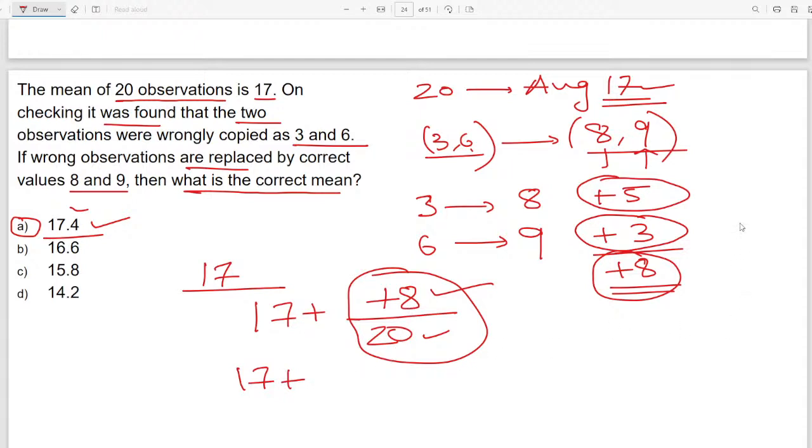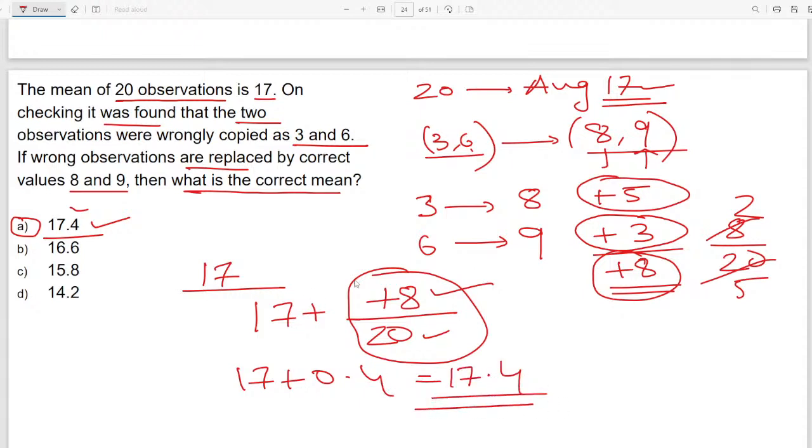I mean, 8 by 20, you can do it here. 4 2s are 8, 4 5s are 20. This is 2 by 5. 1 by 5 is 0.2, 2 into 1 by 5 is 0.4. This is 17.4. You could solve like this itself. Or even if you know that the average would have increased and there is only one number which is more than 17, you could have done it without any calculation at all.